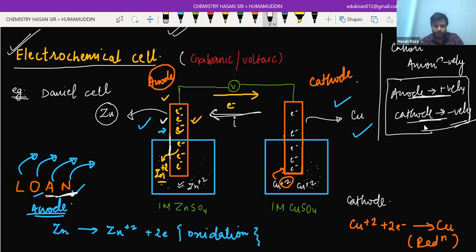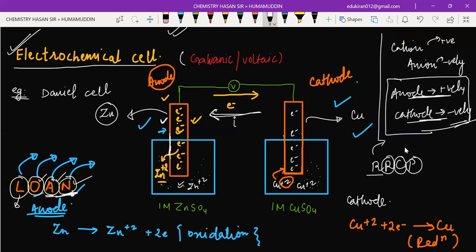Austin, what's the full form of LOAN? LOAN: L for left, O for oxidation, A for anode, N for negative. And for the right-hand side, you can write RRCP. Left, what is the opposite of left? That is right. Opposite of oxidation, reduction. Opposite of anode, cathode. Opposite of negative, that is positive.